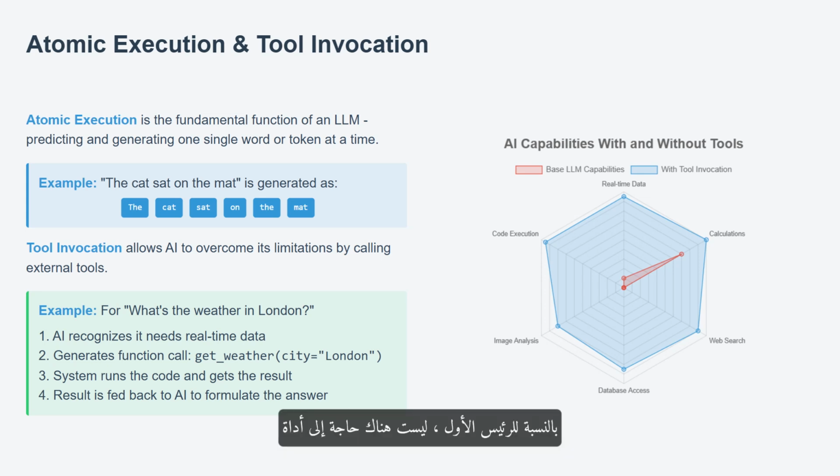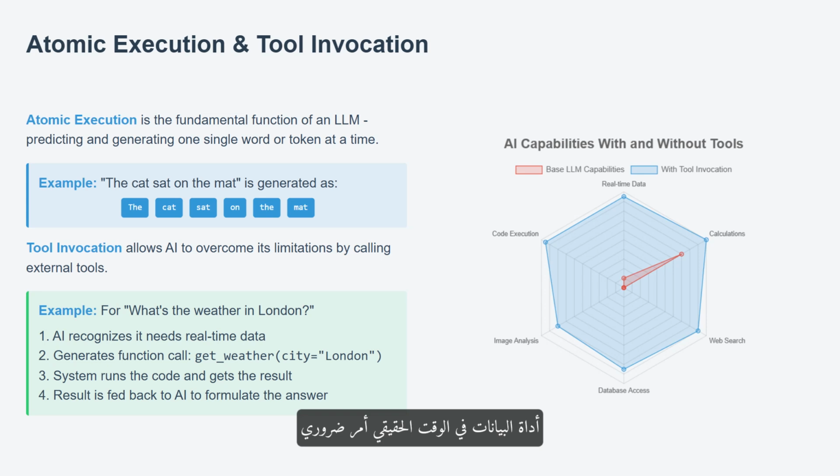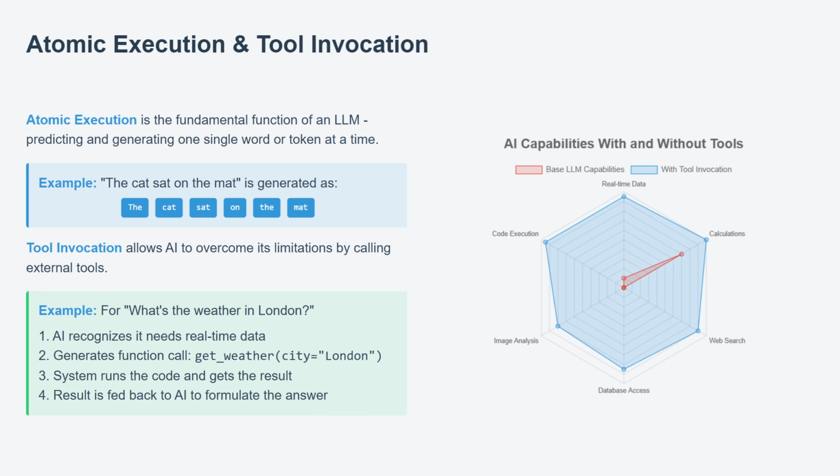For the first president, no tool is needed. For the Apple stock price, a real-time data tool is essential. For the dragon story, no tool is needed. It's a creative task. For the multiplication problem, a calculator tool should be used to ensure accuracy.